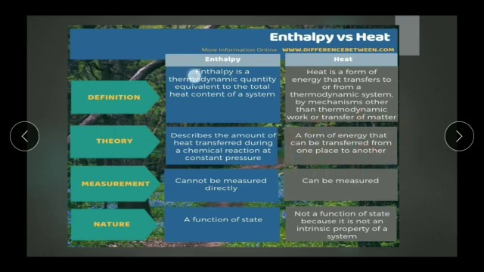Can we measure the enthalpy? We cannot measure enthalpy directly, but we can measure heat directly. What is the nature of enthalpy? It is a state function, but heat is not a state function. These are the differences between enthalpy and heat. If we are thorough with the differences, then only can we study the concept of enthalpy.